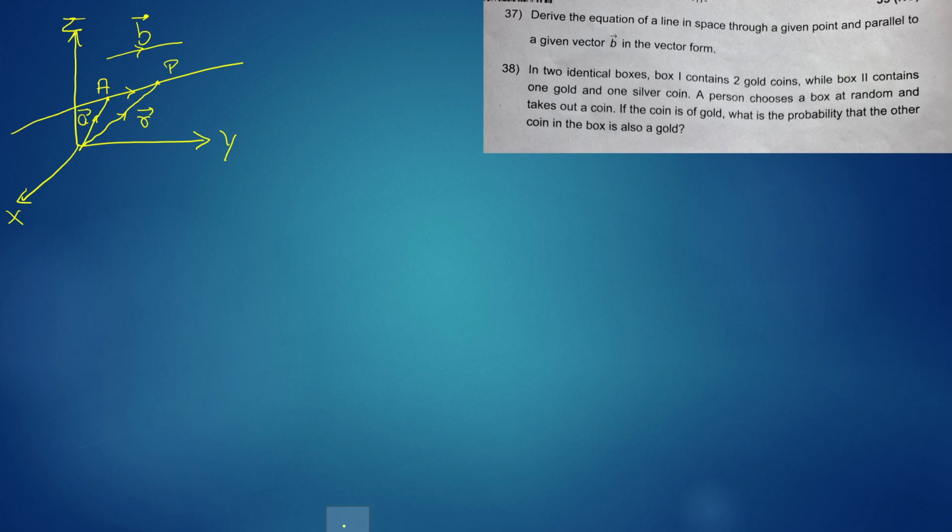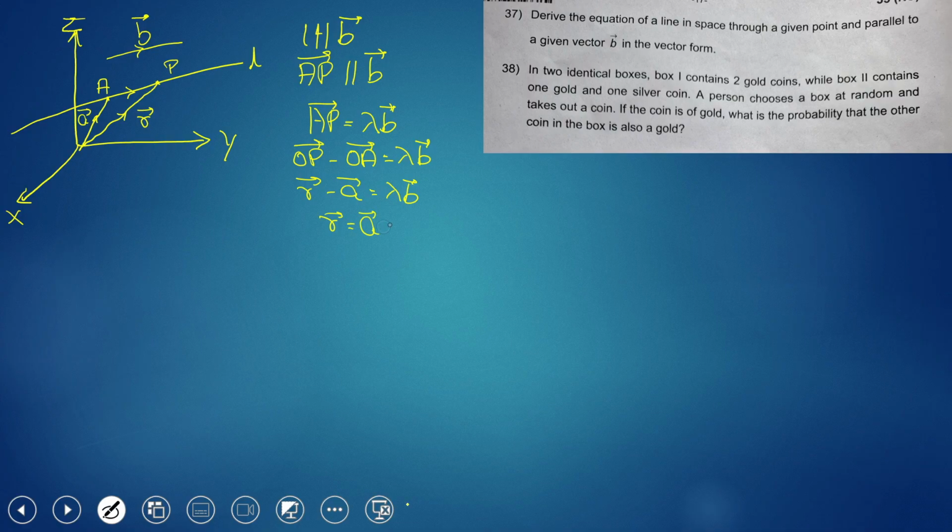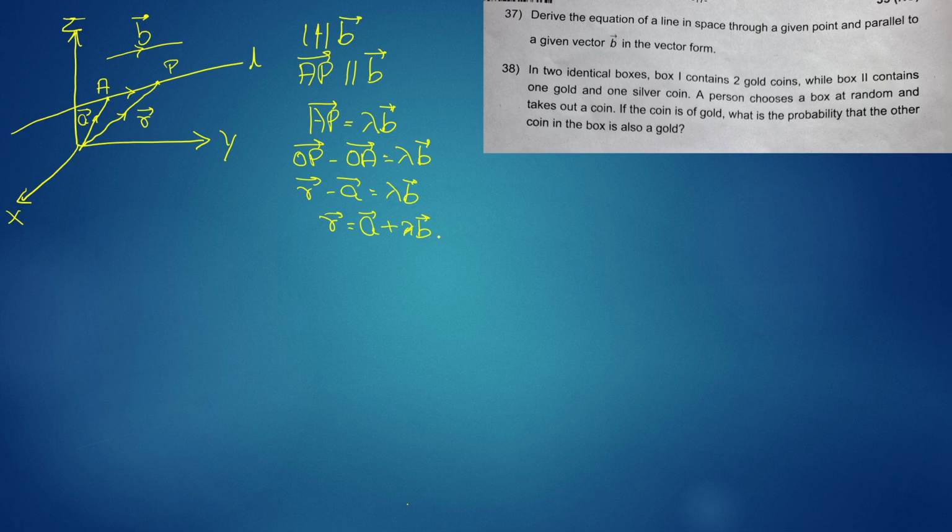The given line L is parallel to vector B, then obviously vector AP will be parallel to vector B. That means we can write vector AP is equal to lambda into vector B. Vector AP is nothing but OP minus OA, that is equal to lambda into vector B. Therefore vector R minus vector A is equal to lambda into vector B. That means vector R is equal to vector A plus lambda into vector B. So this is the vector equation of the line.